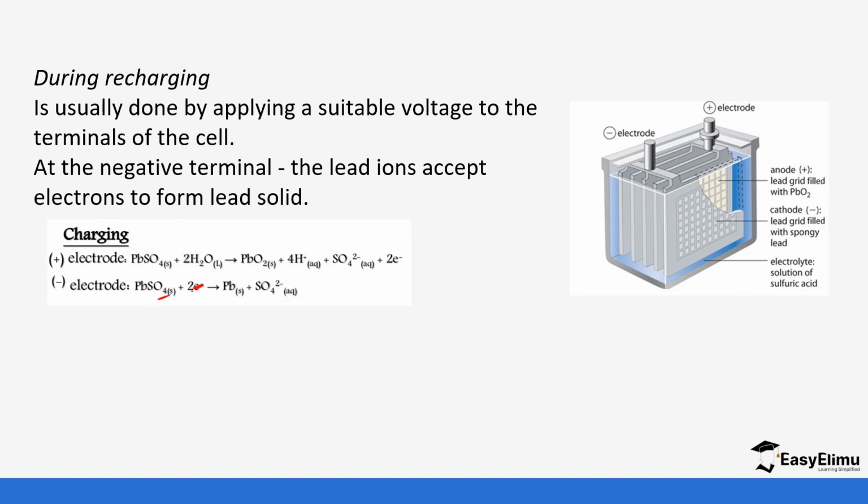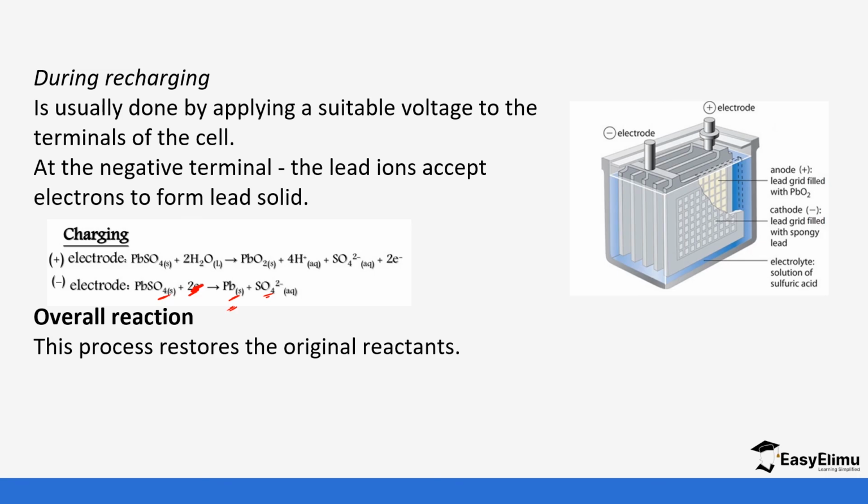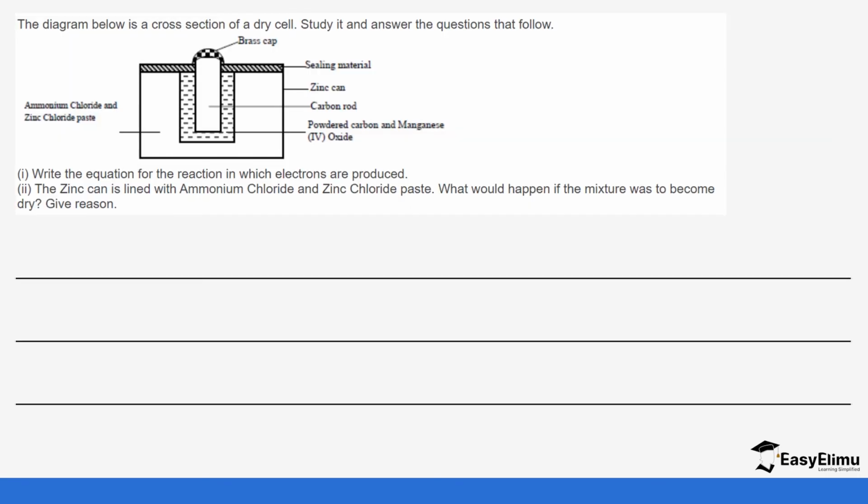So the lead sulfate reacts to form lead solid, which now is deposited, and then on the other electrode, you can see the lead sulfate plus water forms lead oxide plus hydrogen ions, and sulfate ions, and 2 electrons are released. Basically, we are going back to the reactants we had initially. So this process restores the original reactants.